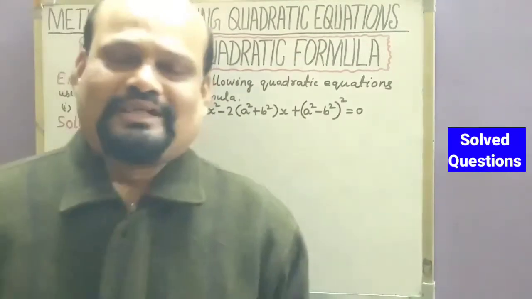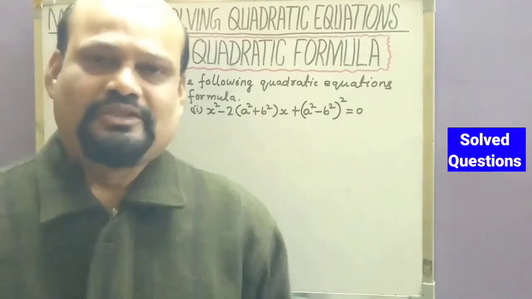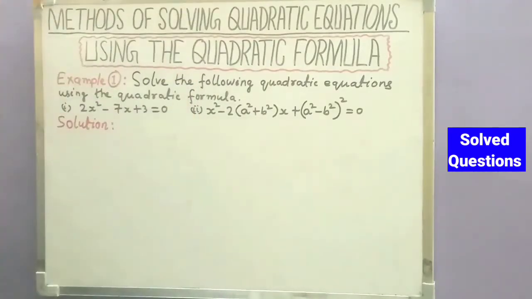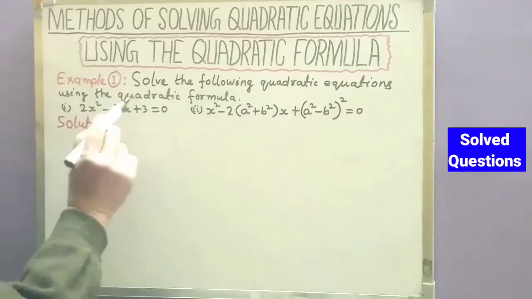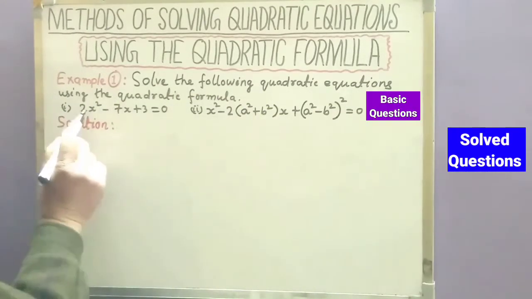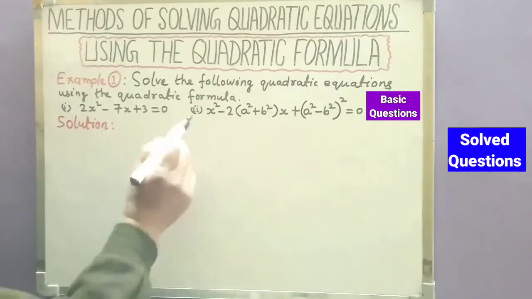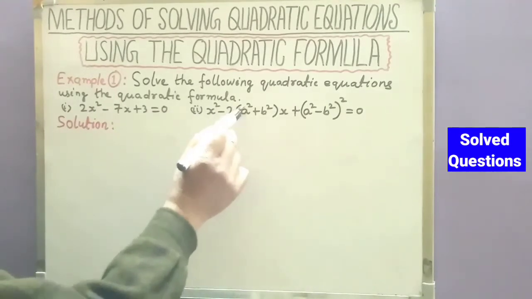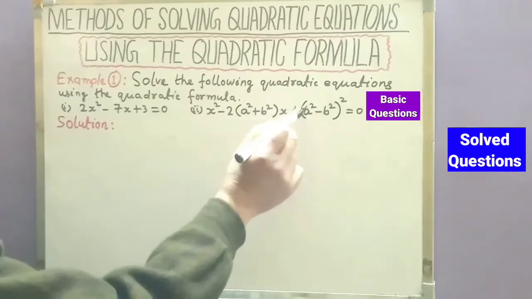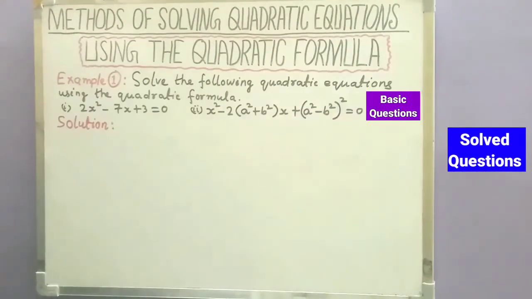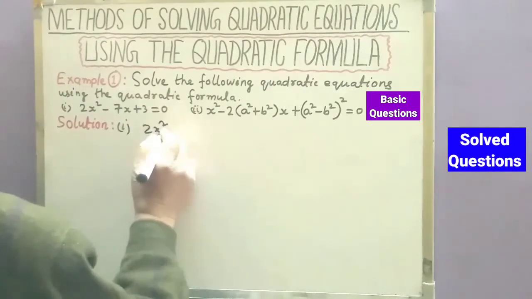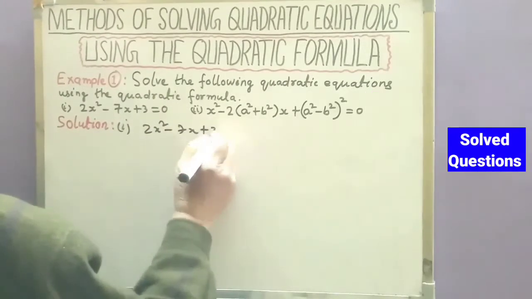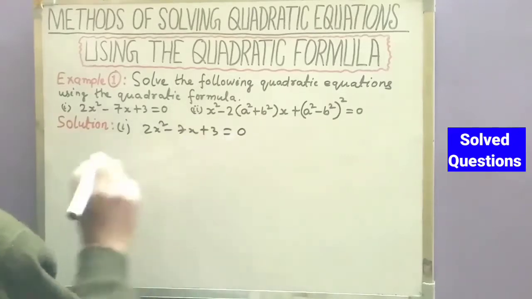Now, let's solve some questions based on this quadratic formula. Example 1. Solve the following quadratic equations using the quadratic formula. First, 2x square minus 7x plus 3 equal to 0. Second, x square minus 2 whole into x square plus b square x plus whole square of x square minus b square equal to 0. Now, let's solve this question. Given 2x square minus 7x plus 3 equal to 0.